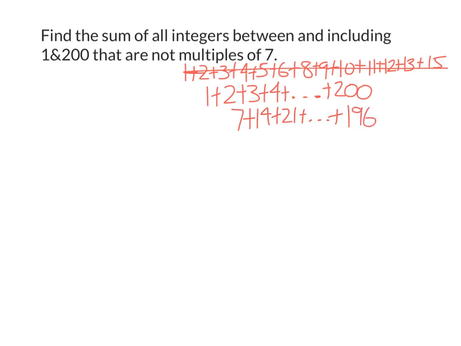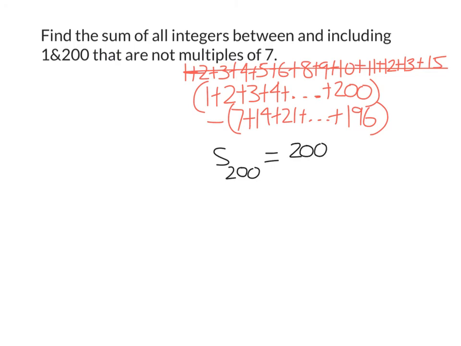I don't want to include these, so what I can do is find this sum and simply take away this sum. That won't be too hard because both of these are arithmetic series. So let's start with the sum of the first 200 numbers. That's actually really easy. I'll just call that S200. In this arithmetic series, the first term is a, which is 1. There are 200 terms, so n is 200, and d is also 1 because we're going up by 1.